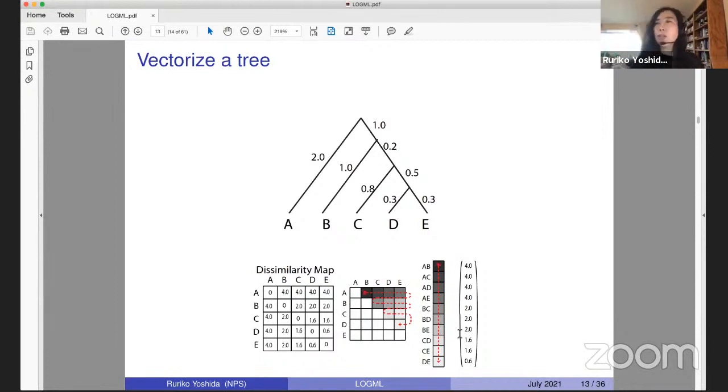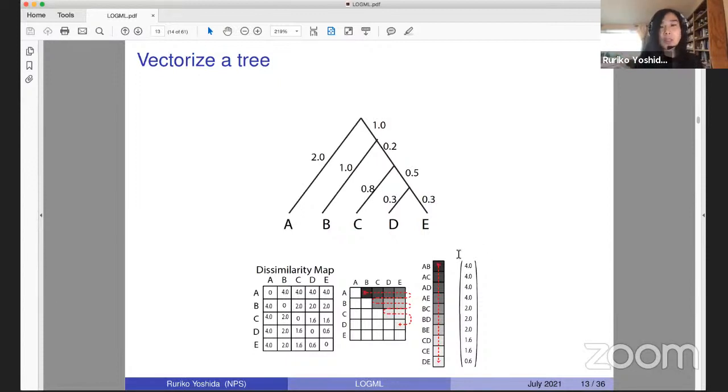And a long time ago, Buneman actually proved that if an equidistant tree is there, then this vector is an ultrametric. And also, if you see this vector and there is an equidistant tree, then there is a one-to-one correspondence. So this vector is a unique representation of this particular tree. Okay, that's basically a one-to-one mapping.